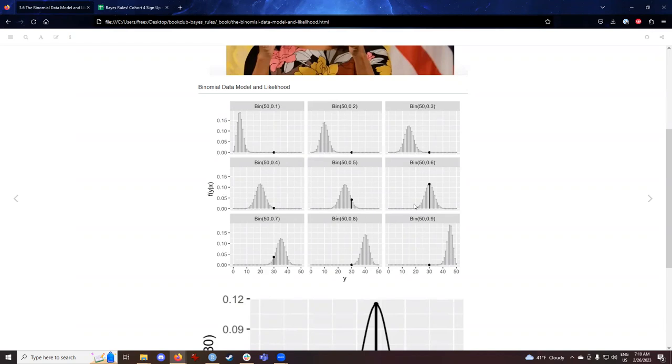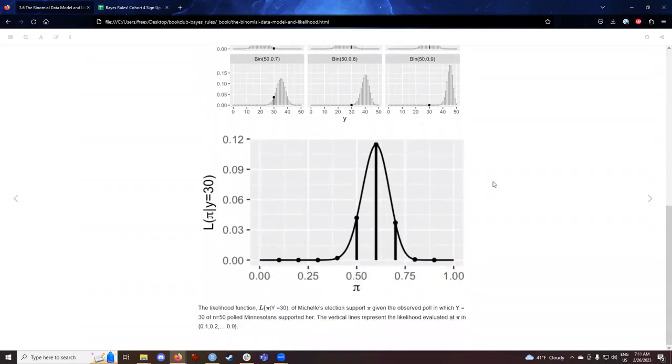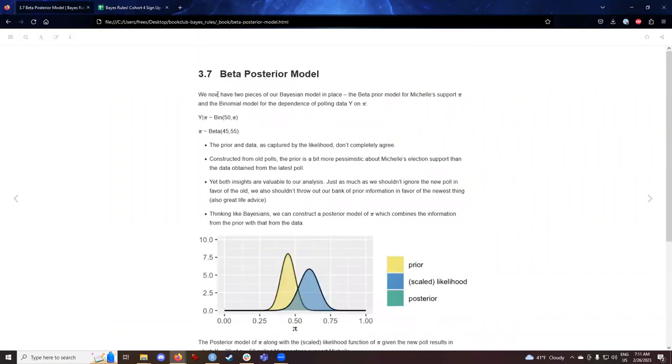Collecting these likelihoods, the vertical black lines, another way, we could also have this graph here, which again has a maximum likelihood where pi is 60%. All right, so now we have two pieces of our Bayesian model in place, the beta prior, and then the binomial for dependence on polling data based on the possible probabilities. Put together, you could get a sense of why this is called the beta binomial model.